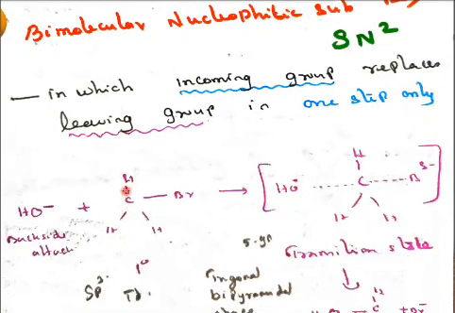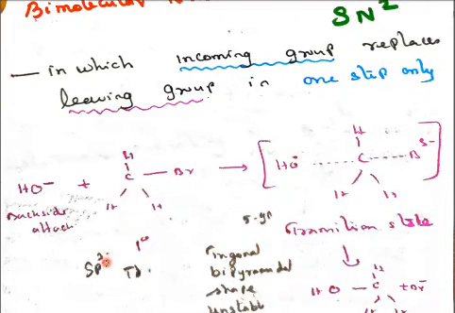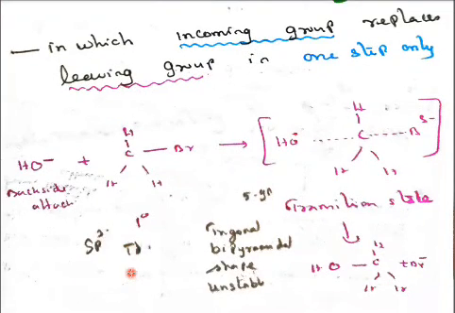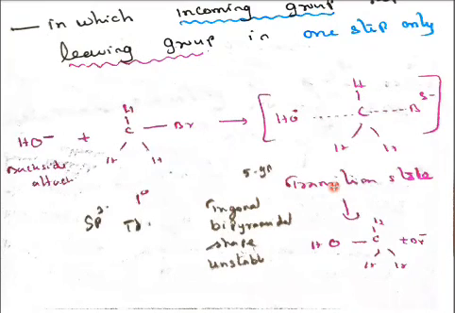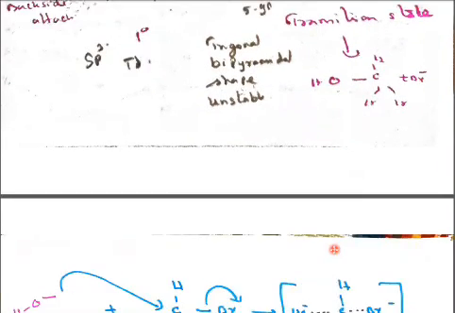Here, there are 1, 2, 3, 4 groups. Four groups means sp3 hybridization, that is a tetrahedral structure. But in the transition state, there are 1, 2, 3, 4, 5 groups. If there are five groups, that is a trigonal bipyramidal shape. It is always unstable, so because of this instability we get the product immediately. The bromine goes outside as the leaving group and OH minus is the entering group. So we got CH3OH, methyl alcohol, in an SN2 reaction.